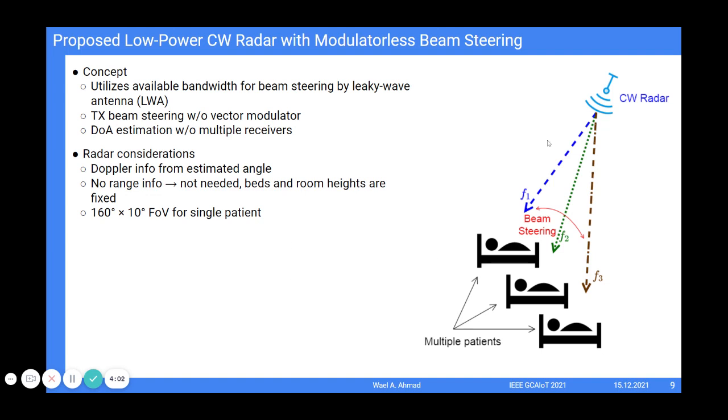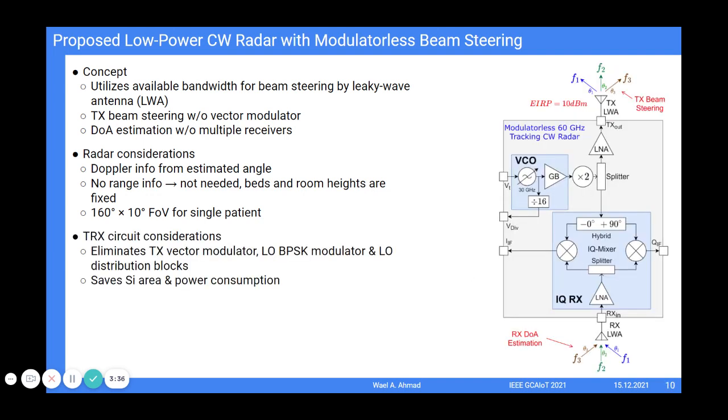For a single patient, we need a very narrow beam so that it does not couple to the other, adjacent patients. Also, the antenna should be a single beam antenna without other lobes or side lobes, so as not to interfere with other adjacent patients.